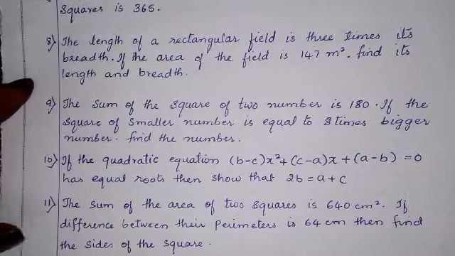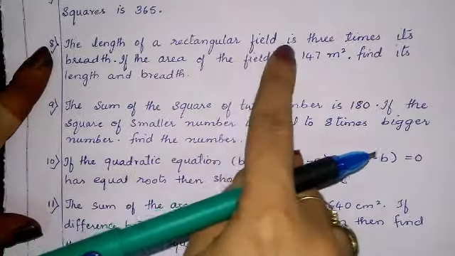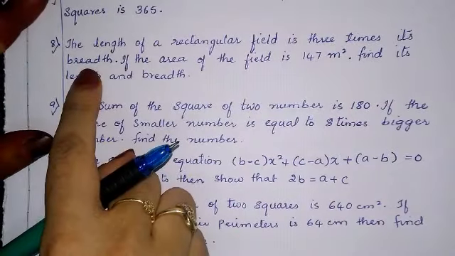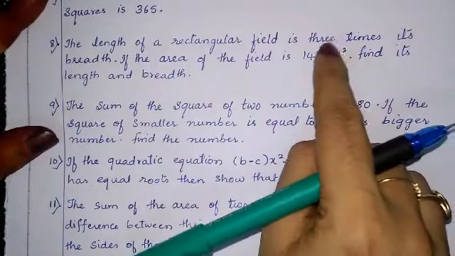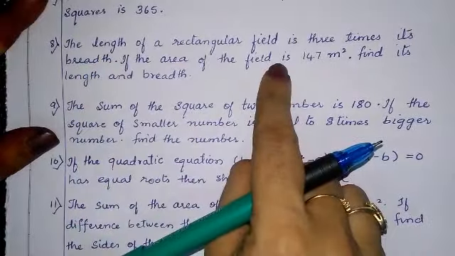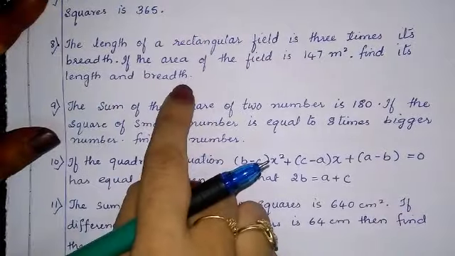So the next question, question number 8. The length of a rectangular field is 3 times its breadth. What they have told here: the length of a rectangular field is 3 times its breadth. If the area of the field is 147 meter square, find its length and breadth.